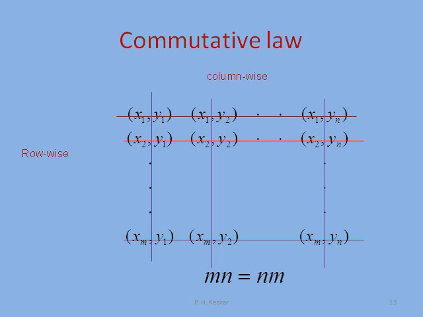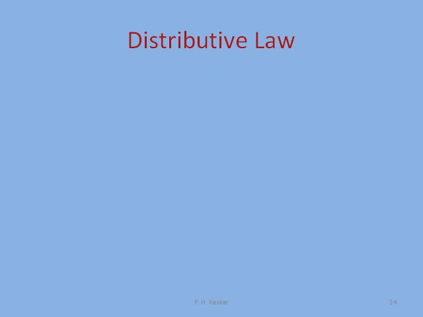So there are different ways of counting, either row wise or column wise. Row wise counting gives you mn, column wise counting gives you nm, and they must be equal. So that's row wise counting, that's column wise. Similarly, we can prove the distributive law also, just by using different ways to count.